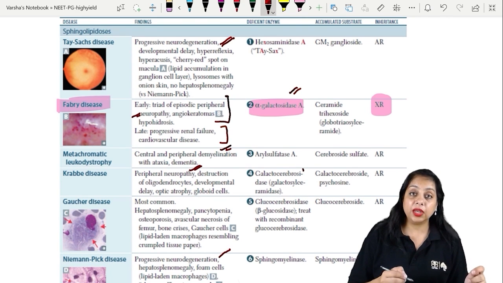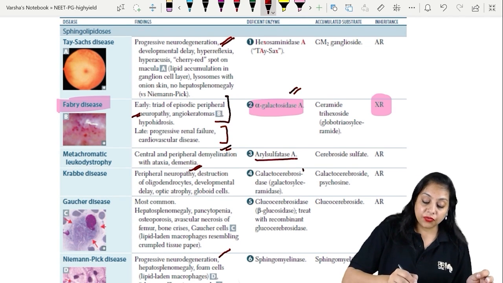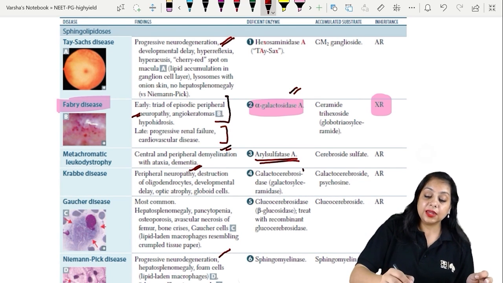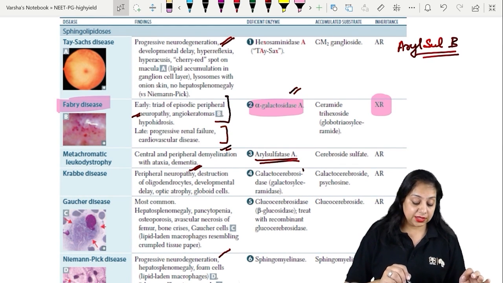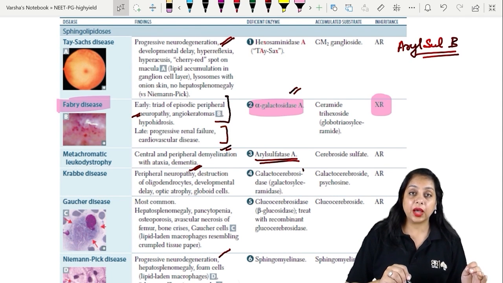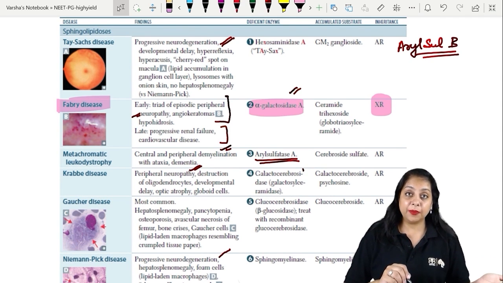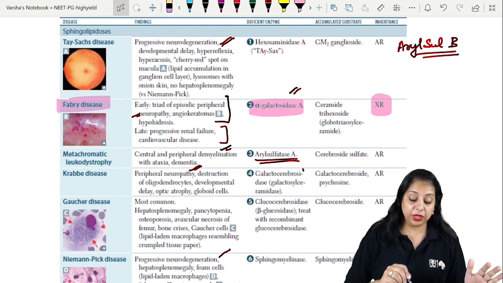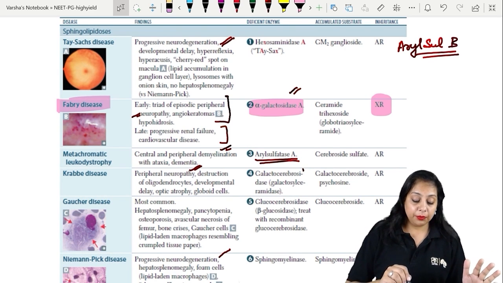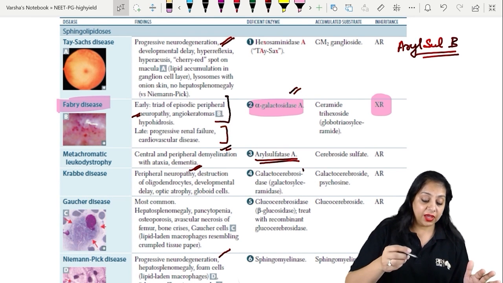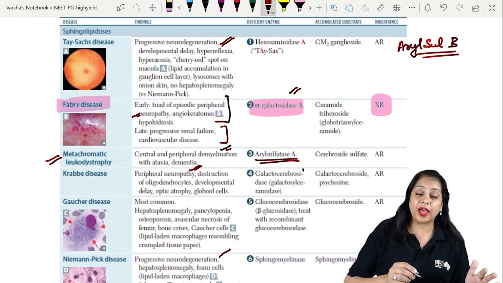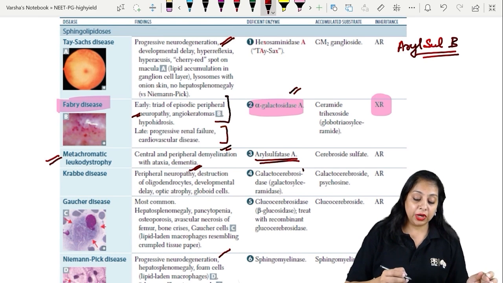Then there is metachromatic leukodystrophy, which is because of arylsulfatase A. There is another arylsulfatase B, which is different from this one, and that is categorized under the mucopolysaccharidosis. I will come back to that again. That is a type of MPS, not a type of sphingolipidosis. So in a rush, don't pick the wrong answer. Metachromatic leukodystrophy was asked last year in the question paper. I'm not hoping they are going to ask it again so soon, but just know it.